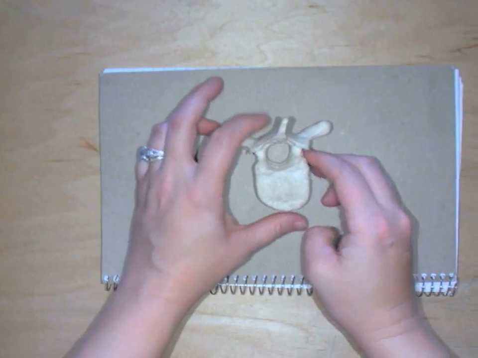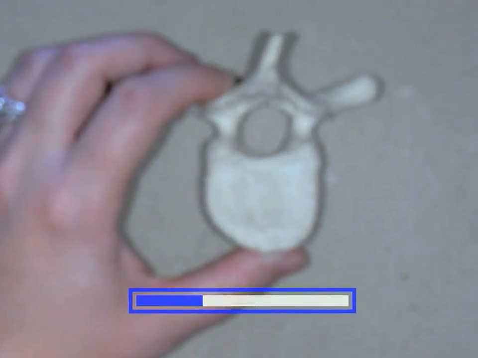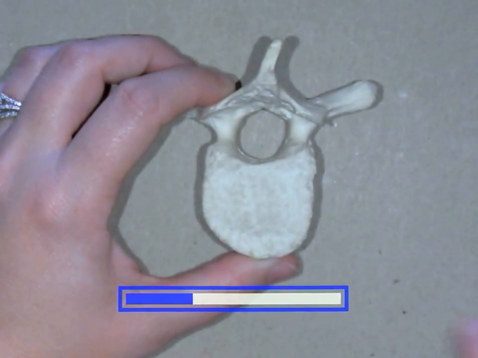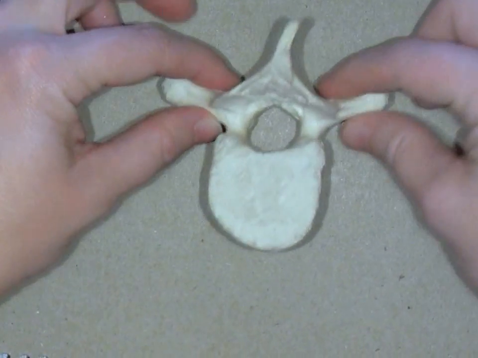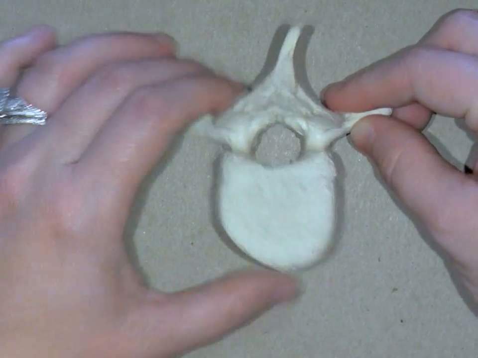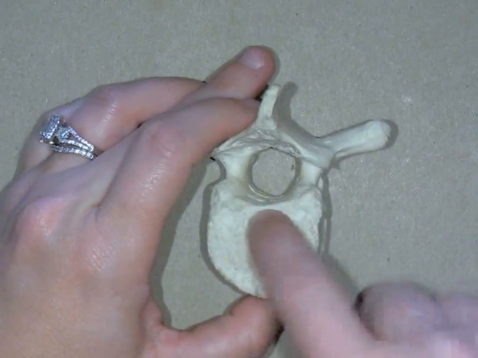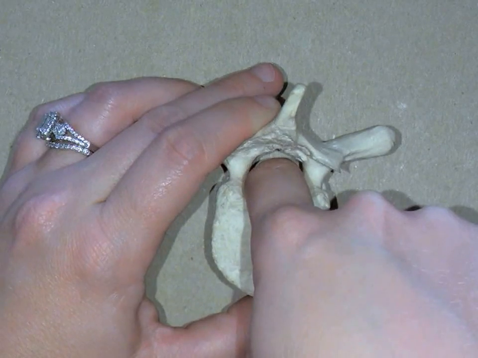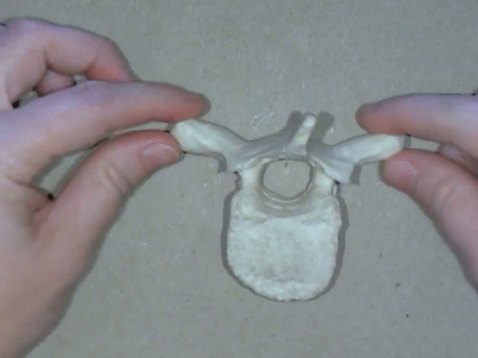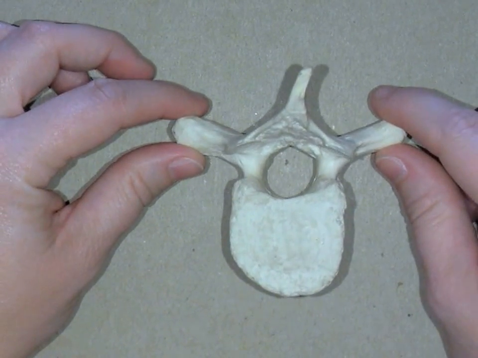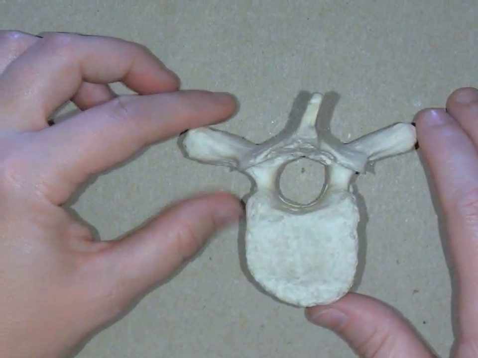So all vertebrae have what we call a general structure, and this general structure consists of the body, the transverse processes, which are the wings, a spinous process, which is this part in the middle. The hole is called the vertebral foramen, and that's what most all vertebrae have. Now, the way we tell the different types is by looking at those different structures and looking at their shapes.